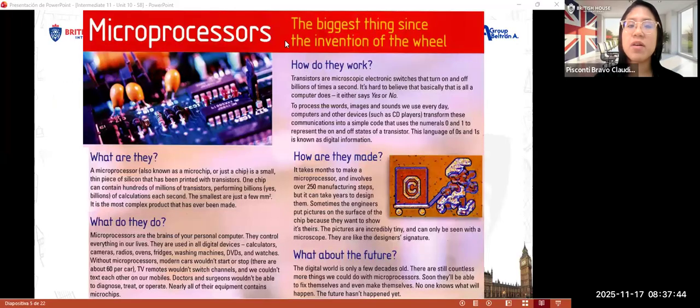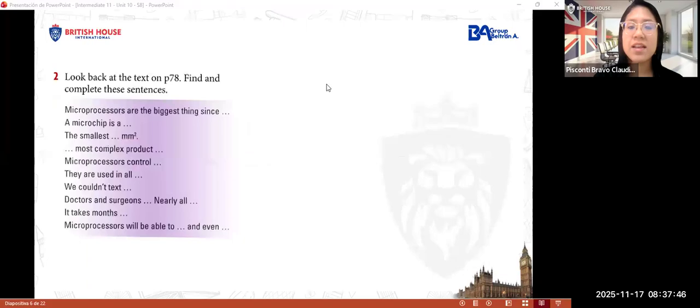Okay, so we were reading about microprocessors, and now we continue. You already have the reading. If not, I will send it to you again. Just a second, please. I will download the picture. It's also in the WhatsApp chat, so in case you need it, it's already there. Just a second, please.